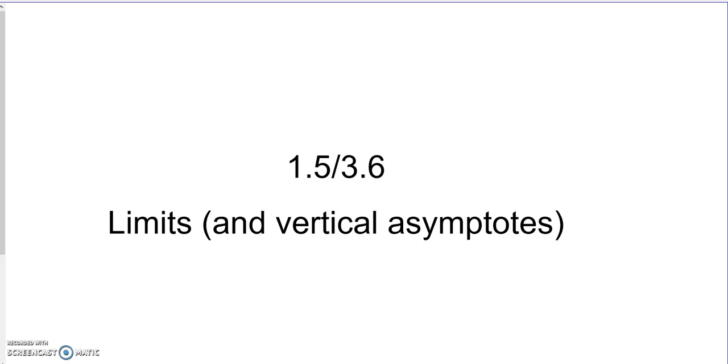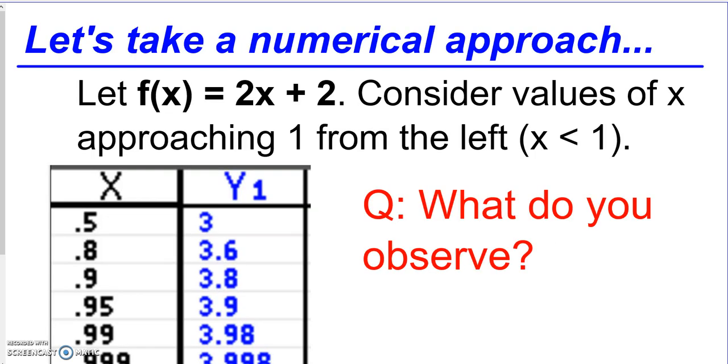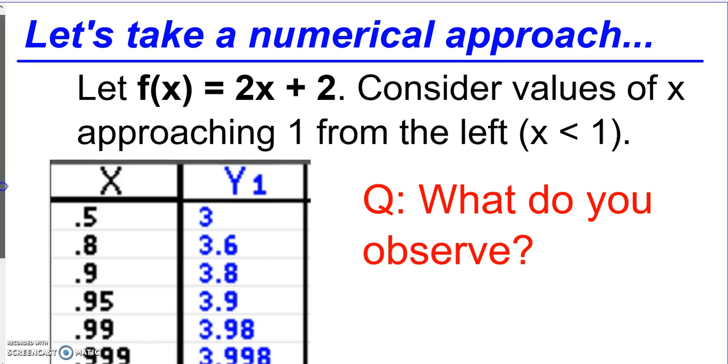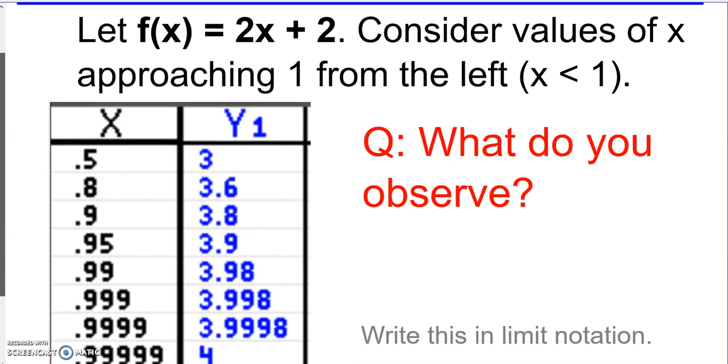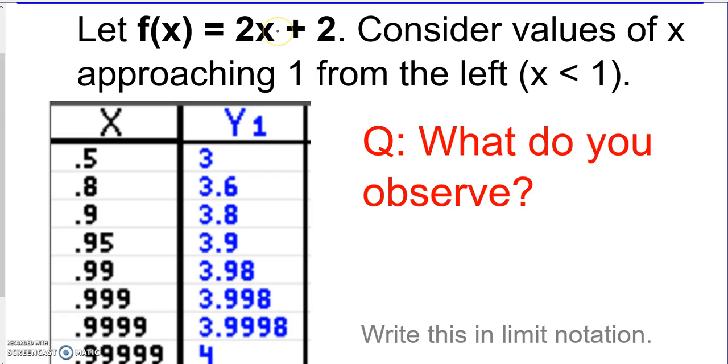Today we're going to talk about limits, including vertical and horizontal asymptotes. Okay, so let's first take a look at an example. Our example is the function f of x equals 2x plus 2. We're going to take a look at the numerical approach here by looking at our table with a set of data that satisfies this function.